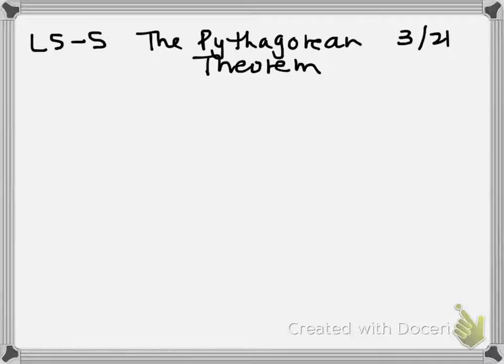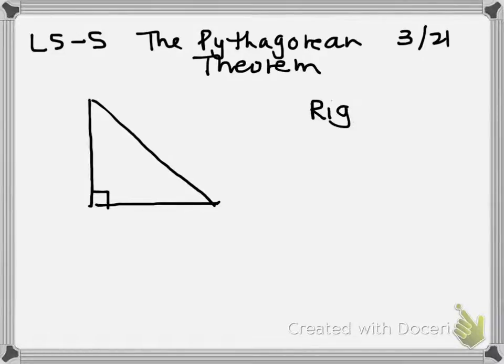So, Pythagorean theorem. Anyone know anything about it? It deals with that type of triangle. What kind of triangle is that? Right, so this only applies to right triangles. We're going to identify the parts of the right triangle because we're going to use those words to help us when we're doing the Pythagorean theorem.